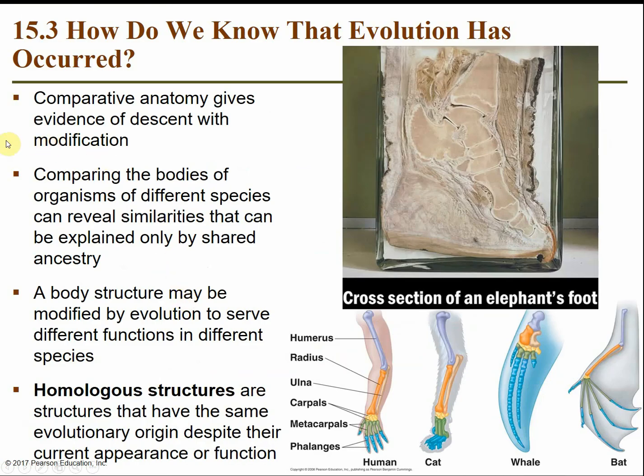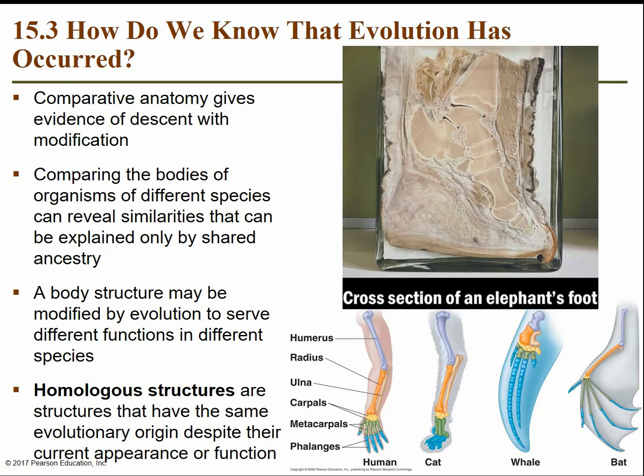So comparative anatomy also gives us good evidence of this shared ancestry, or this descent with modification. So basically meaning that you've descended from your ancestors, but you've been slightly modified along the way throughout the generations. So we can compare bodies of different organisms, different species, and notice similarities that can only be explained if they have a common shared ancestry. So different body structures may be modified by evolution to serve different functions for different species. Right? So they live in different habitats, they have different selection pressures.